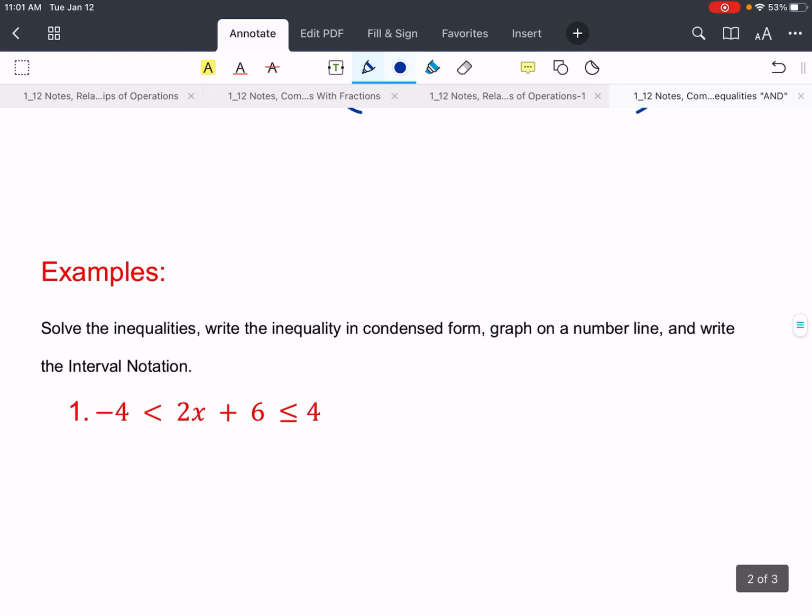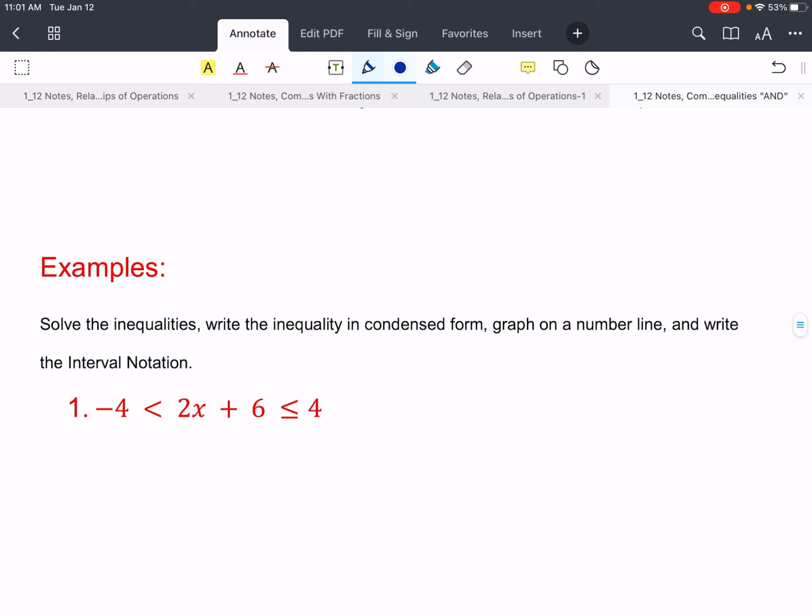All right, when we are solving problems like on the homework assignment, you basically have 4 steps. You are going to solve the inequalities, write the inequality in condensed form, graph them on a number line, and write the interval notation. So when we are graphing or solving inequalities, we're still unwrapping and isolating the variable, but we're going to do the same step to 3 sides at once. That'll make your life a little more efficient.